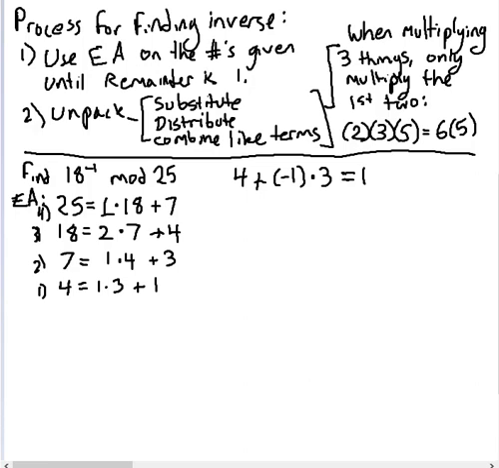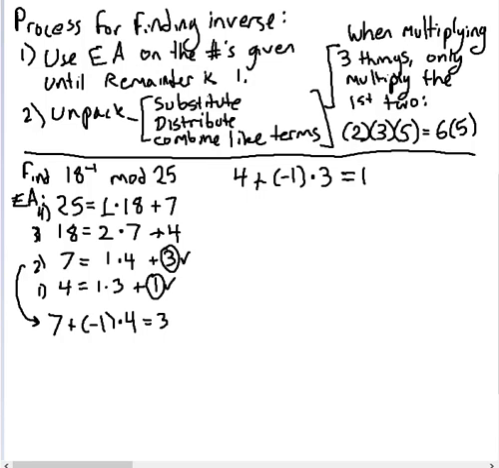Okay, so we use equation 1. Here we go. Substitute, distribute, and combine like terms. I want to substitute in the 3. So first I solve for the 1, I got that. Now let's solve for that 3 and substitute. So, down here, we're going to have 7 plus negative 1 times 4 equals 3.